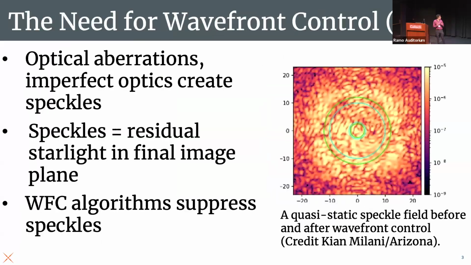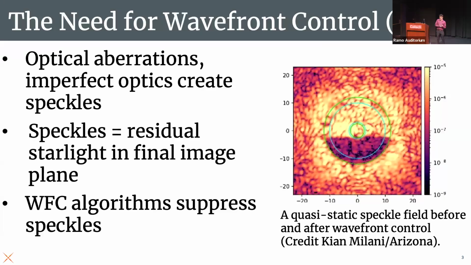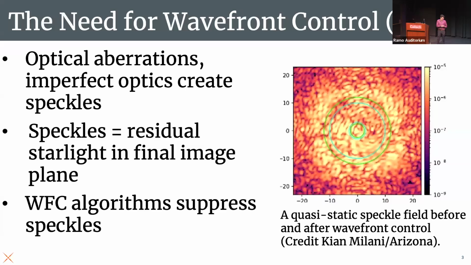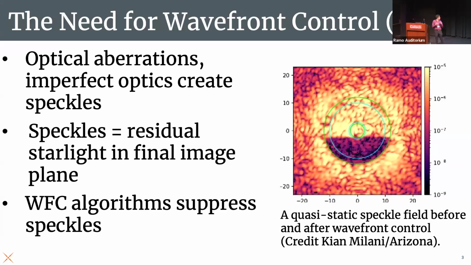So how can we deal with these speckles? Well, this emphasizes the need for wavefront control. These speckles are caused by aberrations and imperfect optics within our system, and so they manifest as fake planets, essentially, within our final image plane. And we can suppress these speckles using wavefront control algorithms, some of which you've heard about previously.